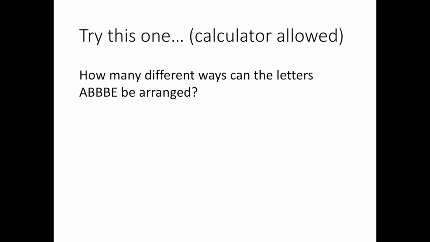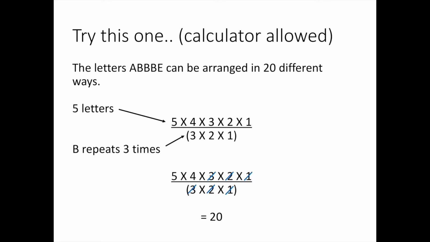Let's see if you've got this. Try this one. How many different ways can the letters A, B, B, B, E be arranged? Pause the video, have a go, and then when you're ready, play the video to see if you got the right answer. Okay, hopefully you got 20.